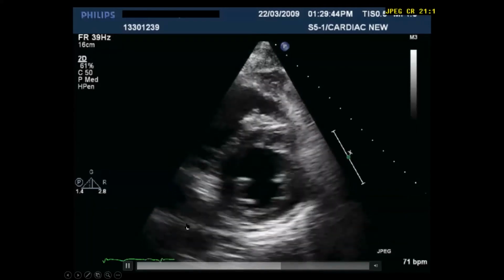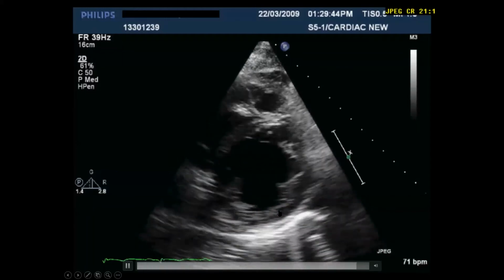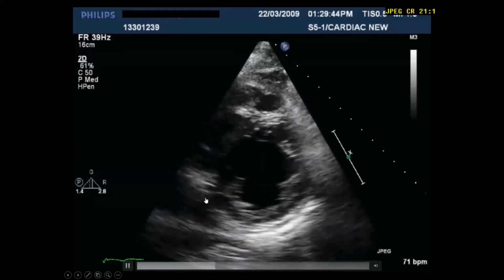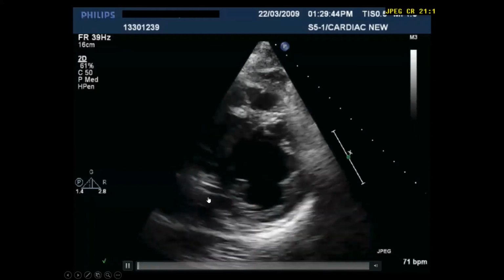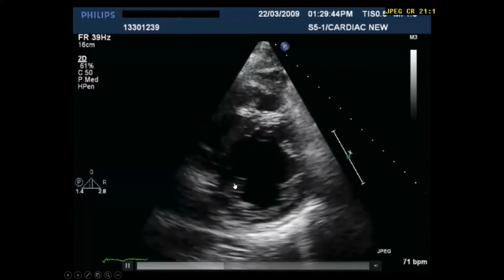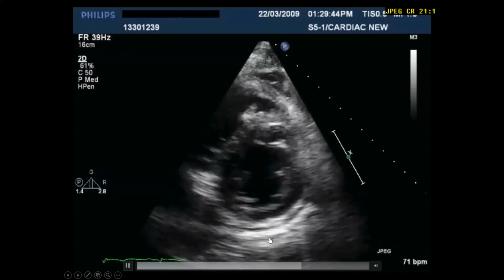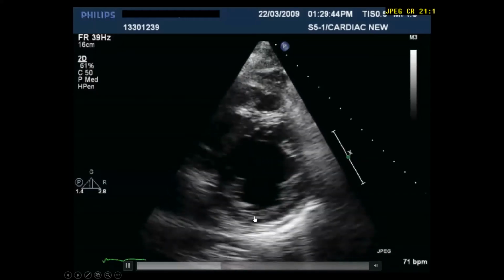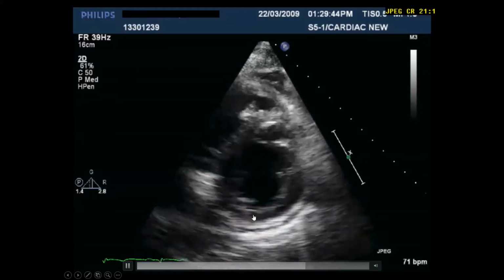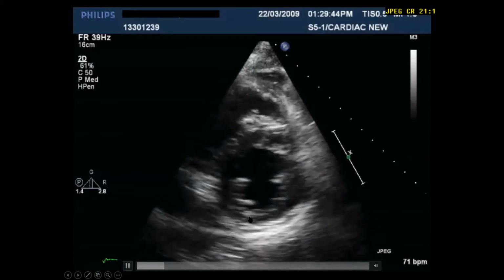Okay, so when you describe it here, you will say that I have hypokinetic basal inferolateral segment and basal inferior segment. Okay, basal inferolateral and basal inferior wall or inferior segments. That's what we see. And they are hypokinetic because we are appreciating a little bit of contractility, but not as good as anteriorly. So it's hypokinetic here, but not akinetic yet. Okay?